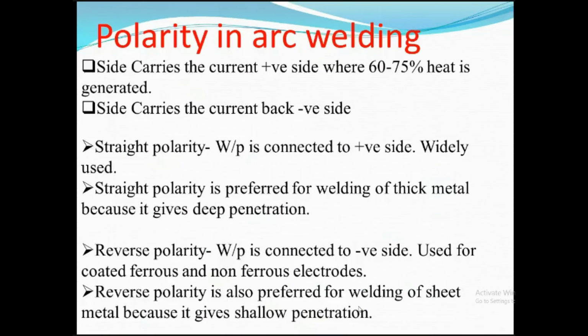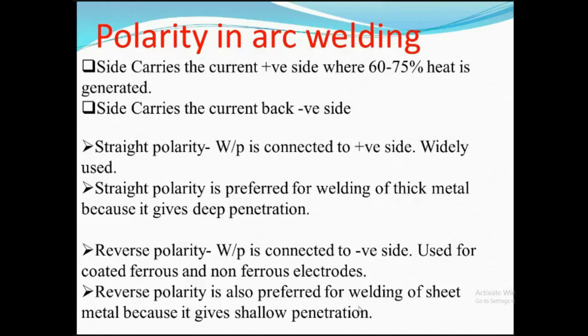So these are the basic equipment we generally need for doing arc welding. Next, polarities in arc welding. One side carries the current, the positive side, where 60 to 75% of the heat is generated, and the other side carries the current, which is the negative side. Straight polarity is when the workpiece is connected to the negative side, and the other is connected to the positive side.